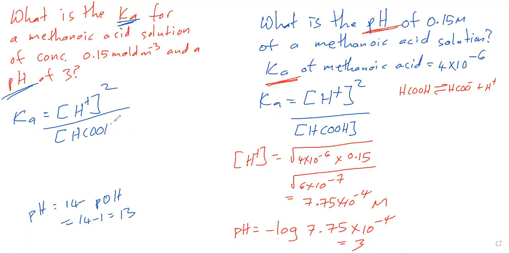Do we have the concentration of H plus? You can get it from the pH. You take the anti-log of negative 3. H plus is equal to the anti-log of negative pH.